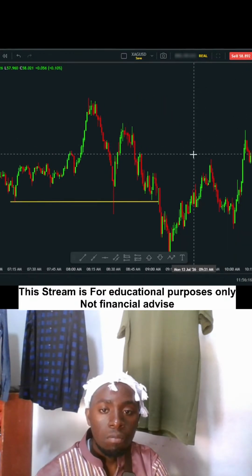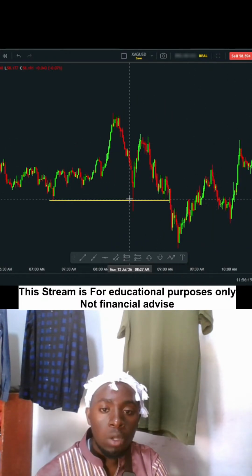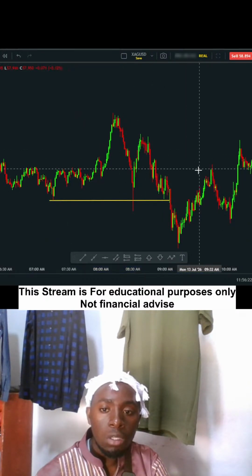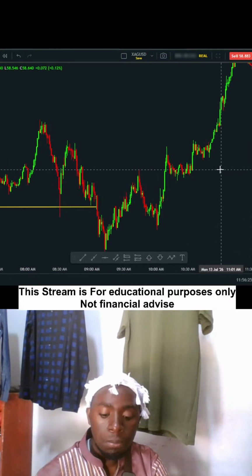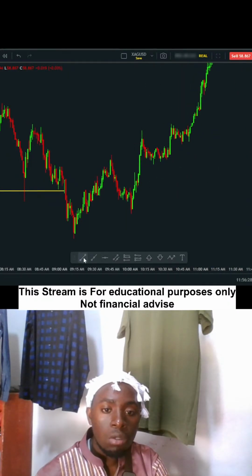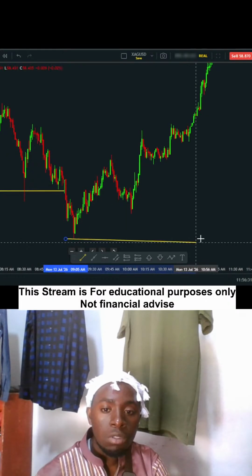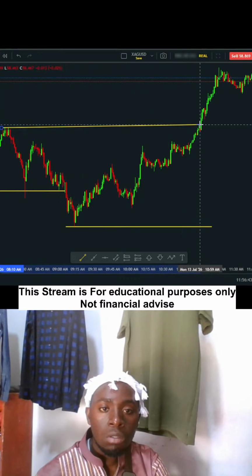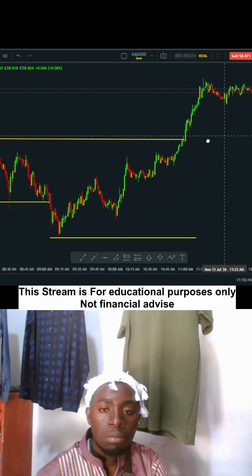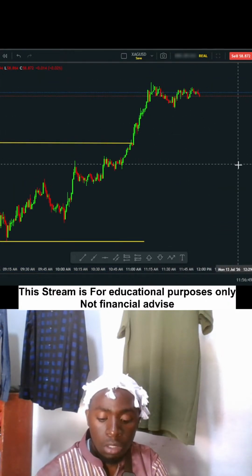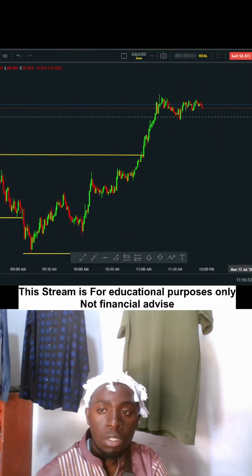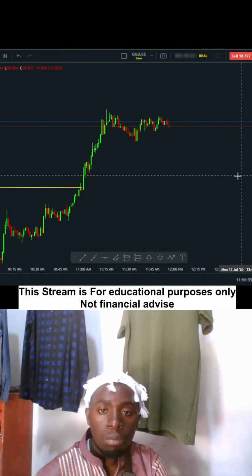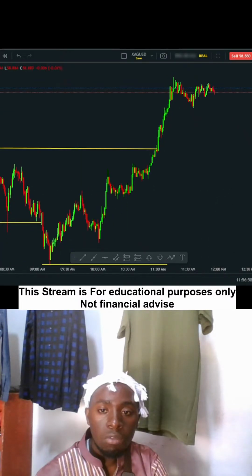If you're new to my channel, we have a low right there which was broken. Get that break of structure. What else? We have a low right there. Then this high was the one which was broken, at that level right there. So I'm trying to mark the structure. If you're new to trading, this will be nice for you to notice how I mark the structures.